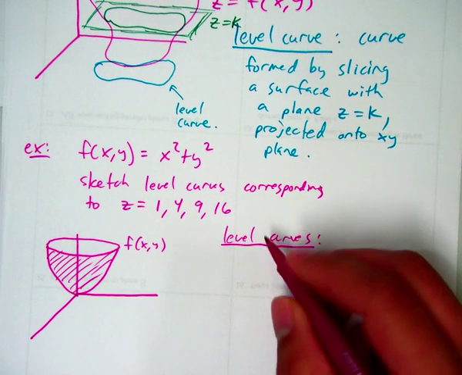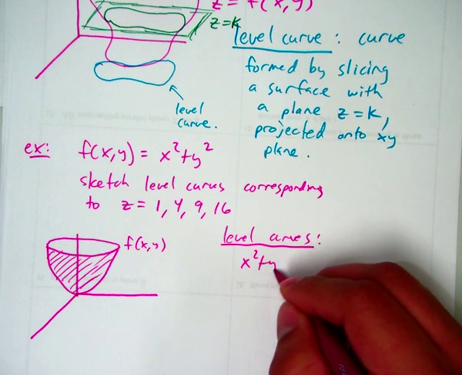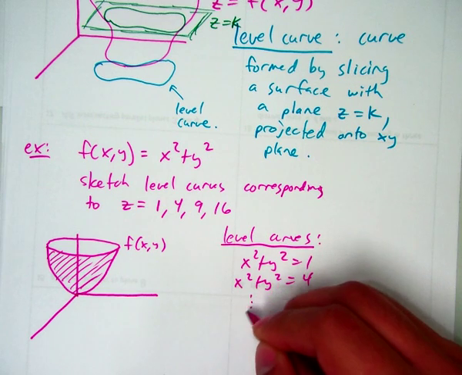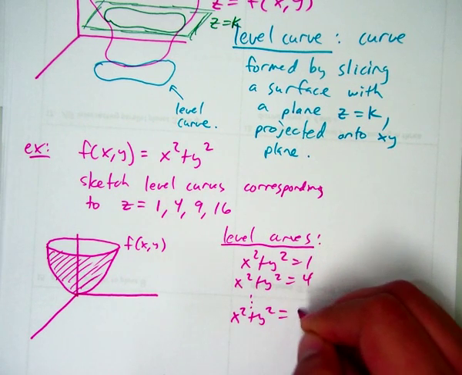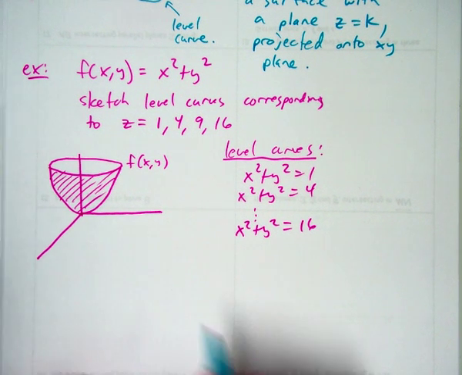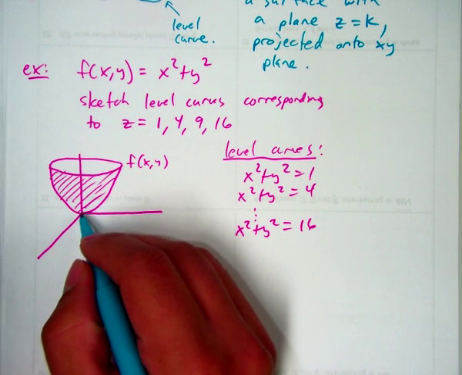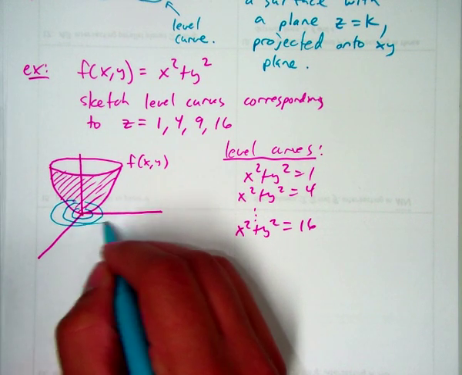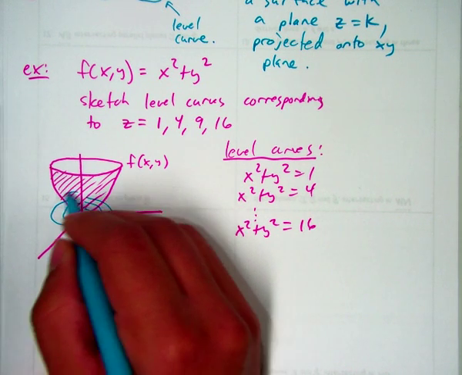Now, the level curves are just going to be x squared plus y squared equals 1, x squared plus y squared equals 4, and so on, and x squared plus y squared equals 16. So, if you graph them, you're just going to get circles with radius 1, 2, 3, and 4.